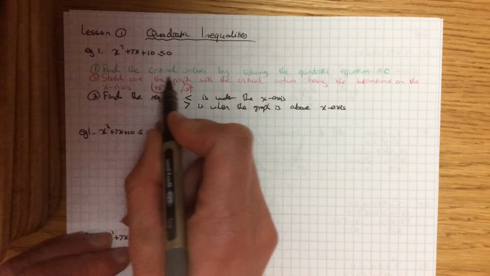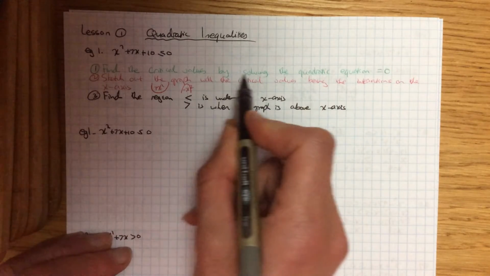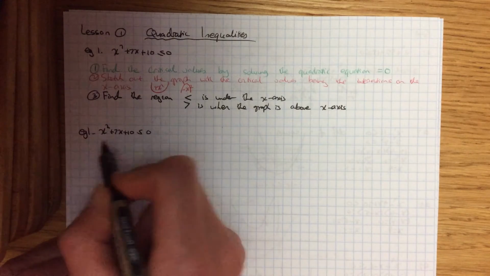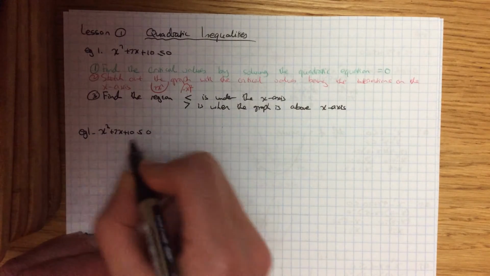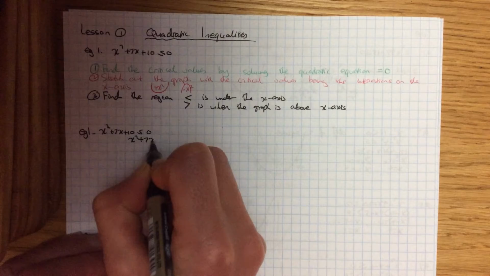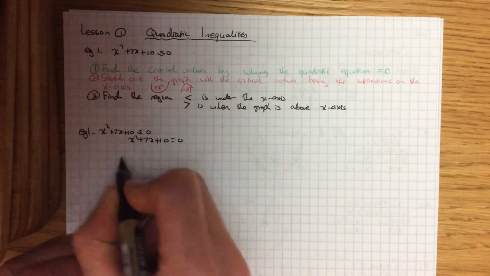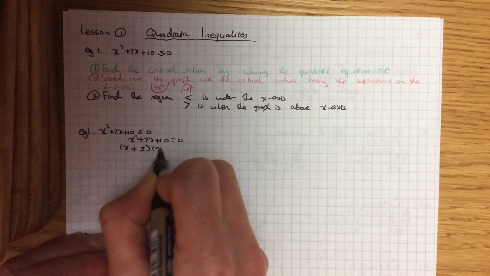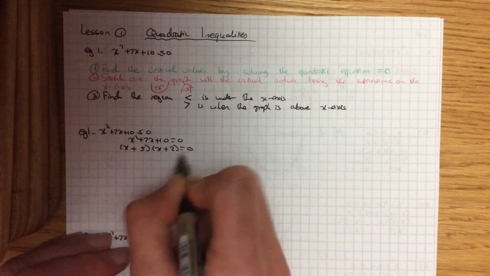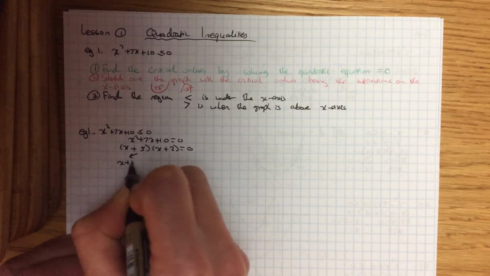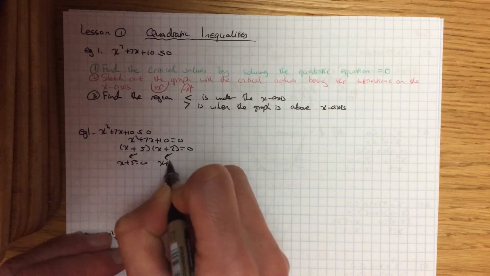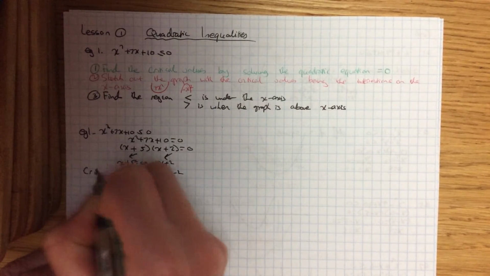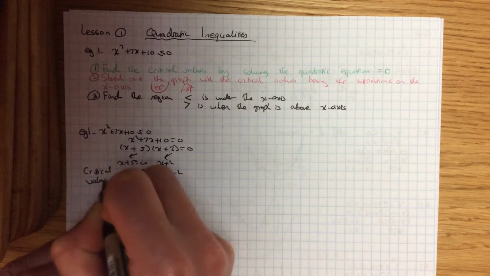First thing you do is you find the critical values by solving the quadratic equation, and you set it equal to 0. So if I just run through this with an example, I've got the quadratic, just set it equal to 0 and solve. You can either use the formula or factorise. That one factorises quite nicely. What multiplies to give 10 and adds to give 7? So 5 and 2. You put each bracket equal to 0 and you solve. Now these are what we call the critical values. So that's your first step.